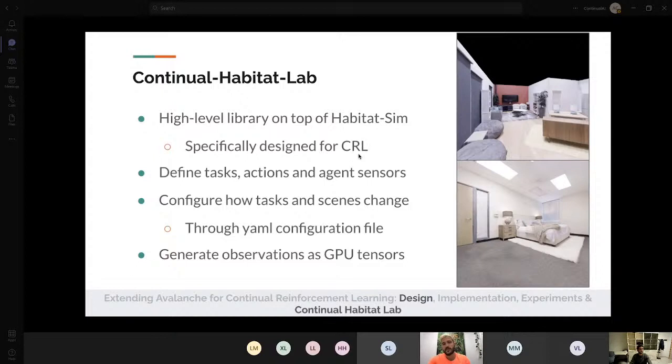And it was specifically designed for continual reinforcement learning, and this means that we redesigned the concept of task and how to bundle multiple tasks in a task string. And then we also went to great lengths in defining how scenes can change, essentially how the environment can change so as to learn in a continual way. And it is all very configurable through a simple YAML configuration file. And also we can generate observations directly on the GPU. And this just comes from leveraging the power of Habitat Sim as a rendering engine.